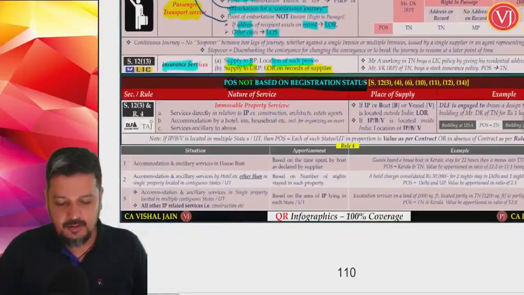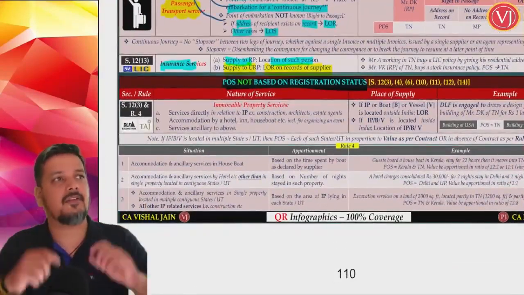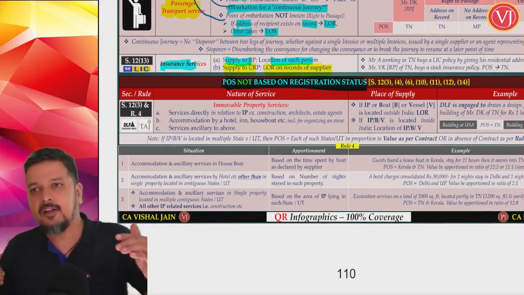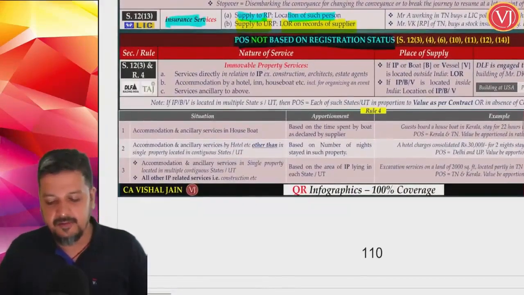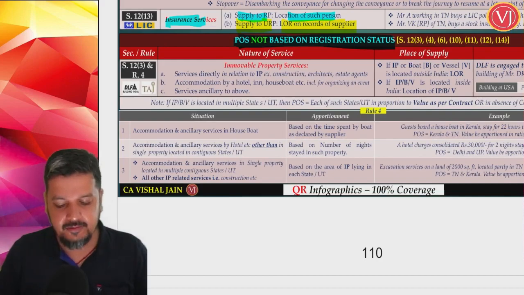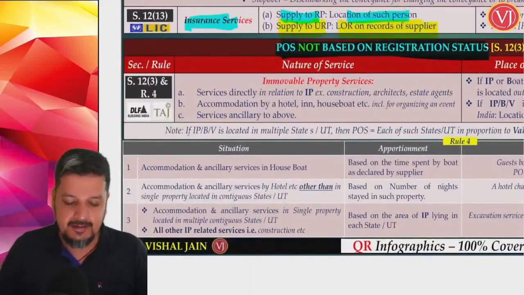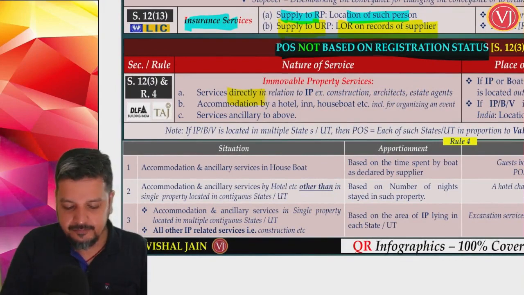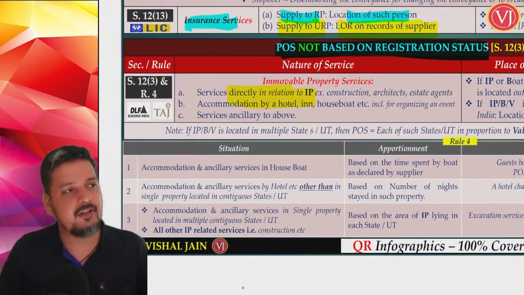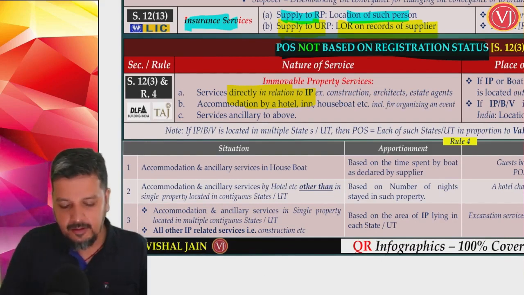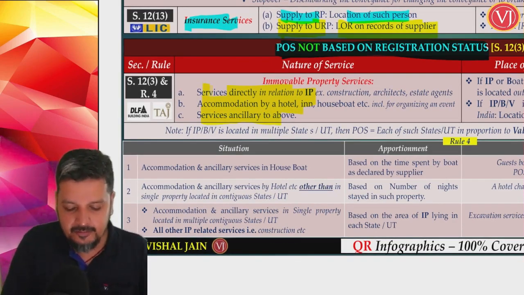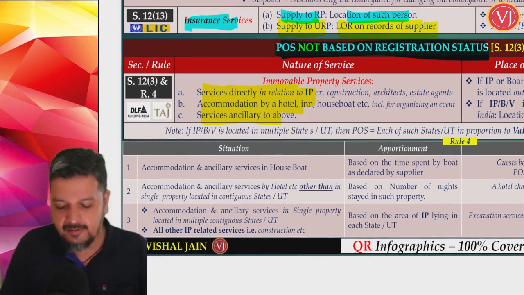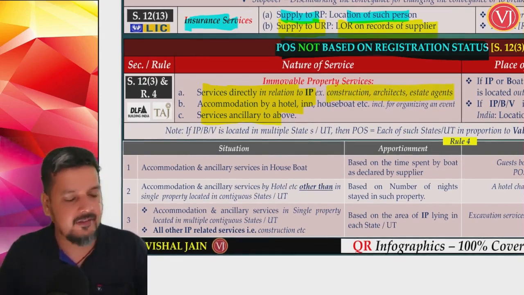Now, if you look at the earlier part, whatever place of supply were based on registration status, we saw with related points which are not based on registration, B2B or B2C. Now, other points. Immovable property related services. Services which are directly in relation to immovable property, including accommodation services and services ancillary to the above. Any service related to immovable property, directly, like construction service, architect service, real estate agent service.